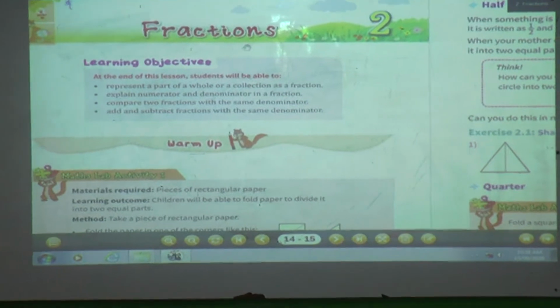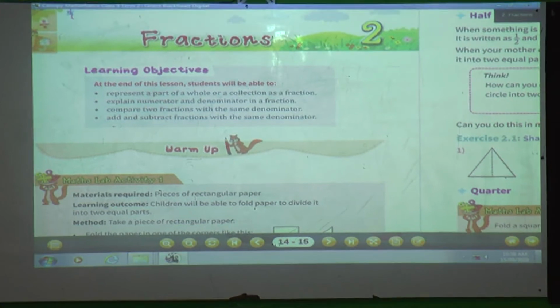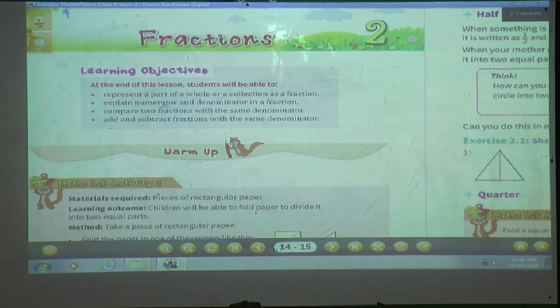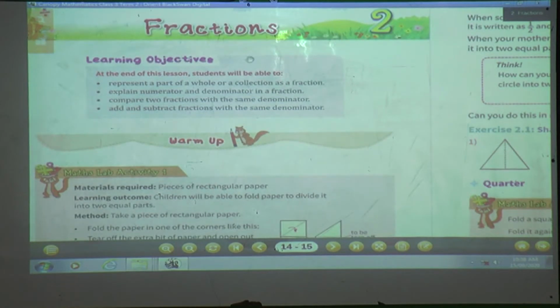In this fraction lesson, what are we going to learn? Here in this lesson we are going to learn to represent a part of a whole or a collection as a fraction. Then how to explain numerator and denominator in a fraction. Also we are going to see how to compare two fractions with the same numerator, and at the end we are going to learn how to do addition and subtraction of fractions with the same denominator. So these are the points we are going to learn in this lesson. So let us start the new lesson, fractions.